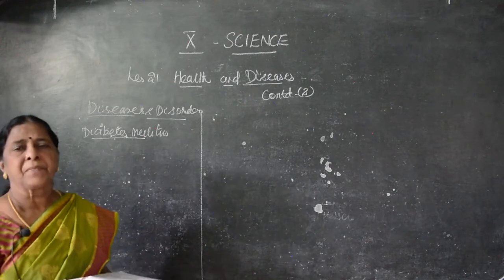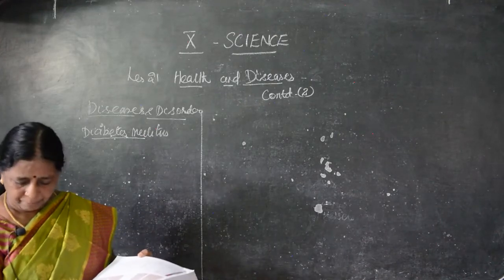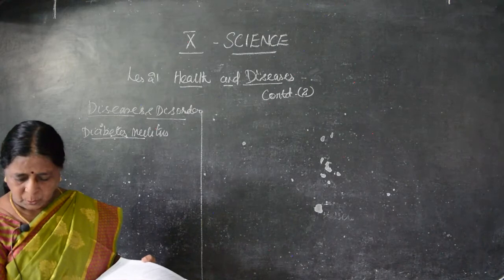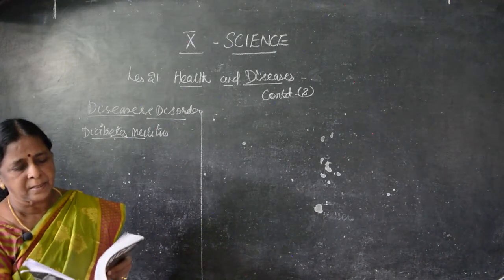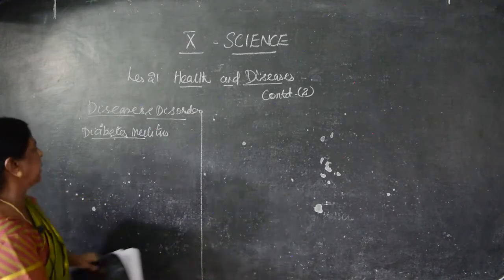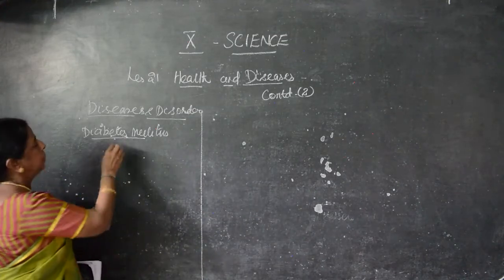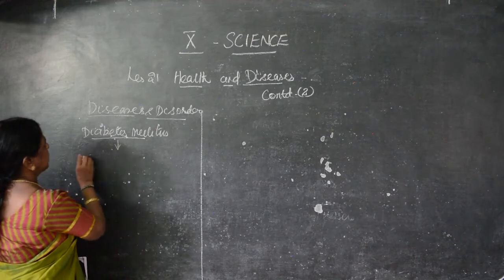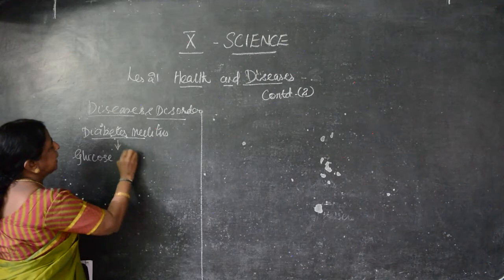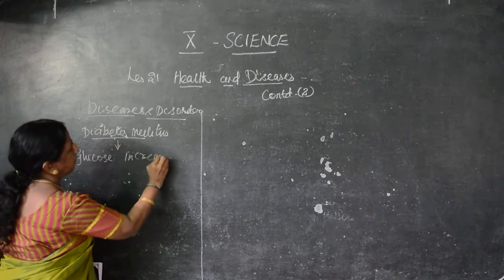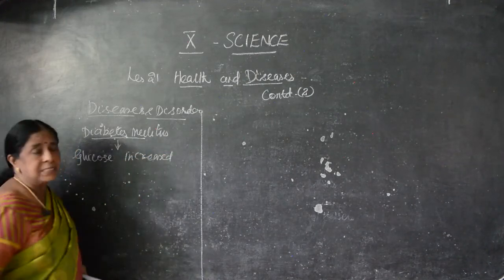75% of our people are suffering with the diabetic problem. So it is a chronic metabolic disorder. It is characterized by increased blood glucose. How does it come? Because glucose, that is sugar, glucose increased. What's the reason for that?